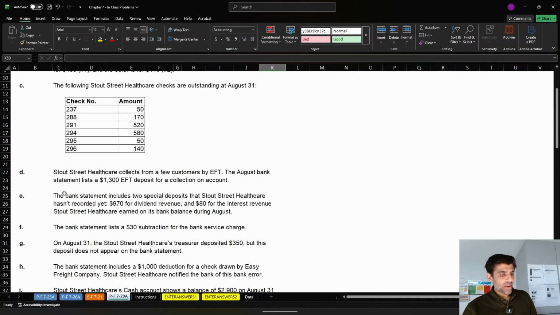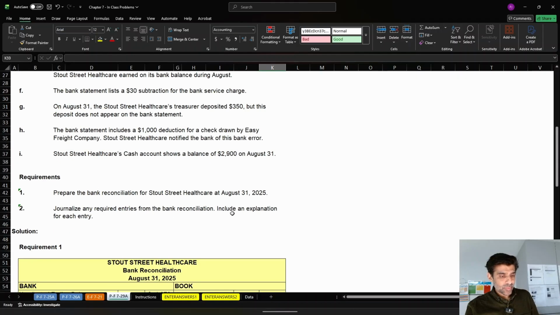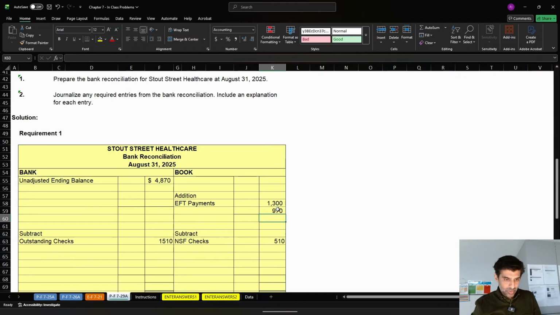Okay, next, the bank statement includes two special deposits that I have not yet recorded. So it's clearly indicating that this is a book side adjustment because I haven't recorded these. Okay, so it's explicitly answering question one for me. $970 of dividend revenue and $80 of interest revenue. These are positive adjustments to cash. I'm receiving these amounts.